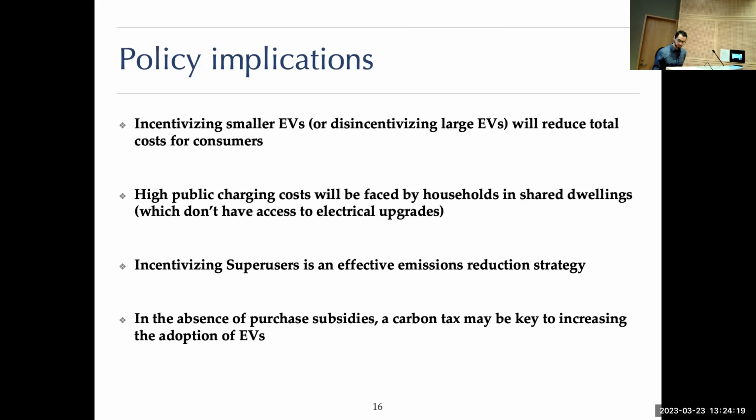And then lastly, capturing the note from the last slide, in the 2030 scenario, in the absence of purchase subsidies, carbon tax could be key to increasing the adoption of EVs. The counterpoint to this is not to say that we need to tax our way to adoption, but it does show how critical the carbon tax could be as a lever towards shifting some of the economics of vehicles for the everyday Canadian.